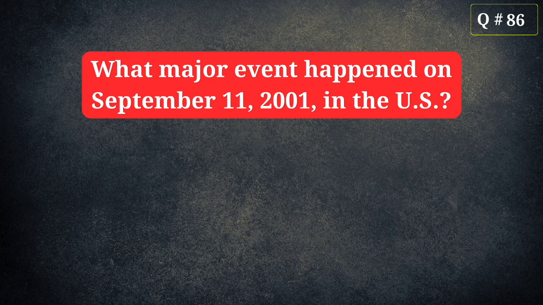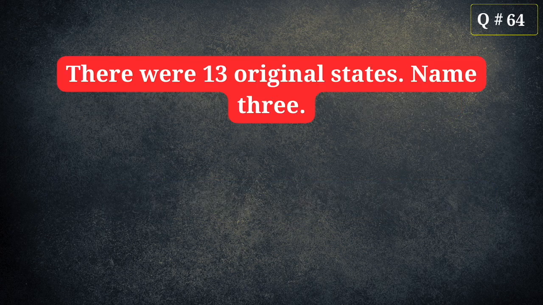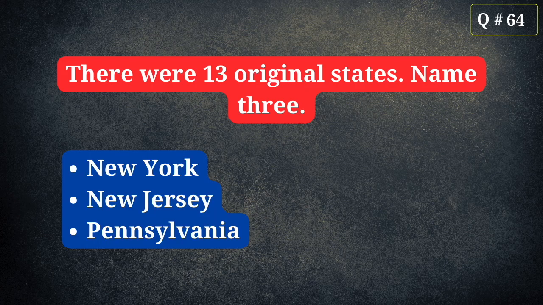What major event happened on September 11, 2001 in the United States? Terrorists attacked the United States. There were 13 original states. Name 3. New York, New Jersey, and Pennsylvania.